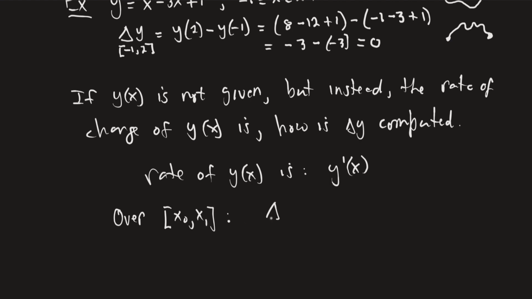we know that the change in the original function is simply, if we knew y, then it would be y of x1 minus y of x0. But we don't know y, we know its derivative. So the question is, could we set this difference up as a definite integral maybe?